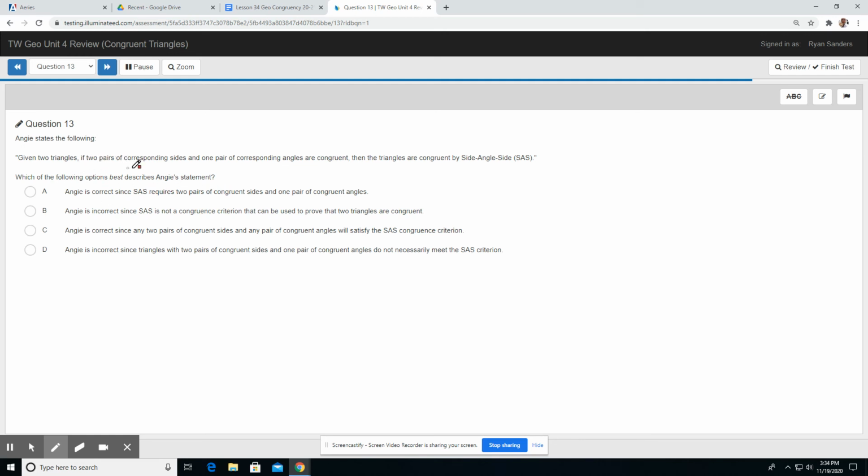So if two pairs of corresponding sides... Let's just go ahead and look at it. So we got two pairs of corresponding sides: this one, this one, this one, this one. That's two pairs of corresponding sides. Check. And one pair of corresponding angles are congruent, by side, angle, side.